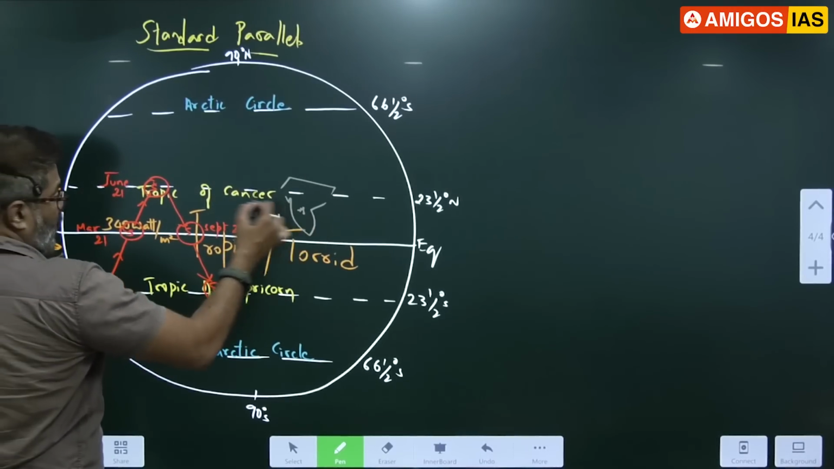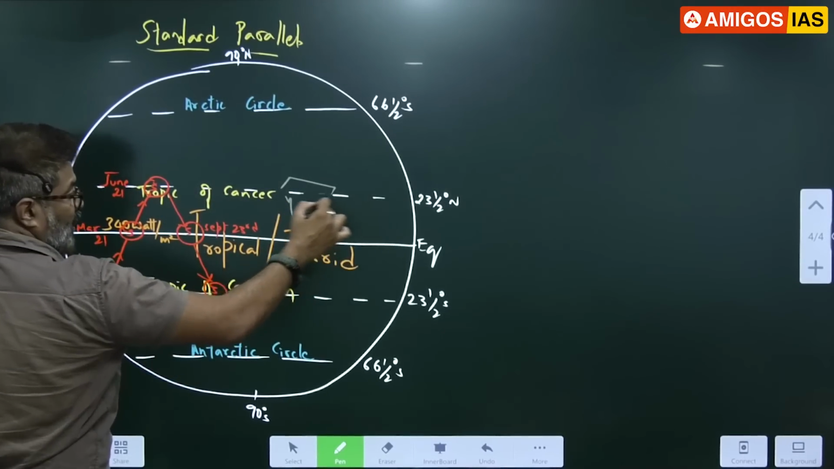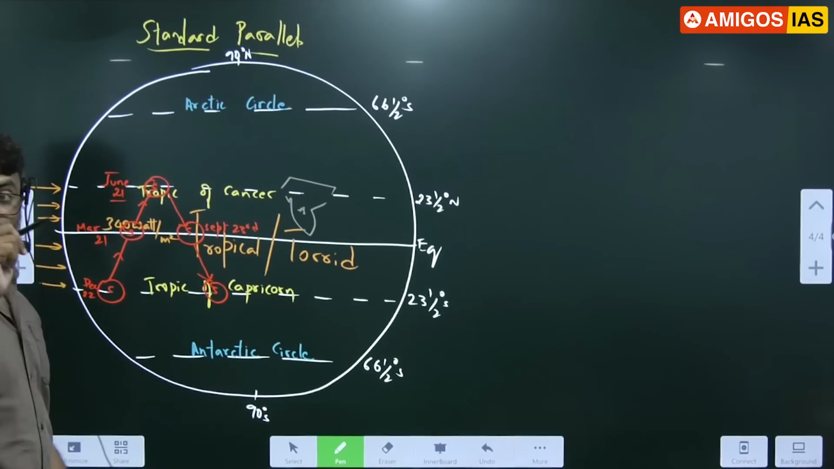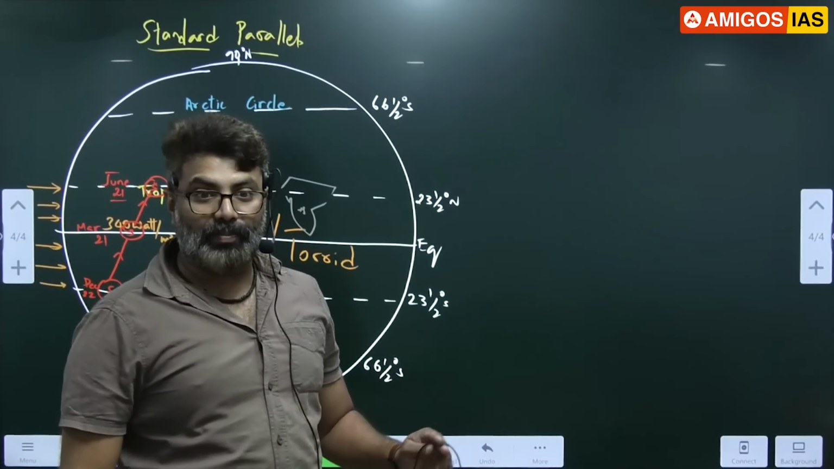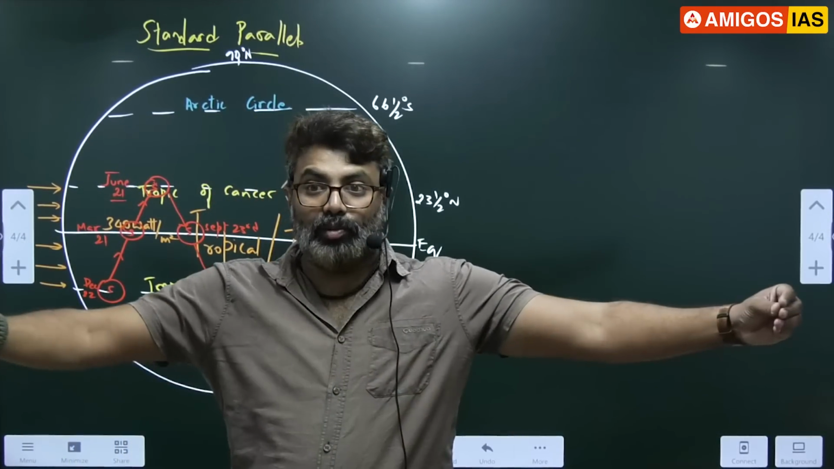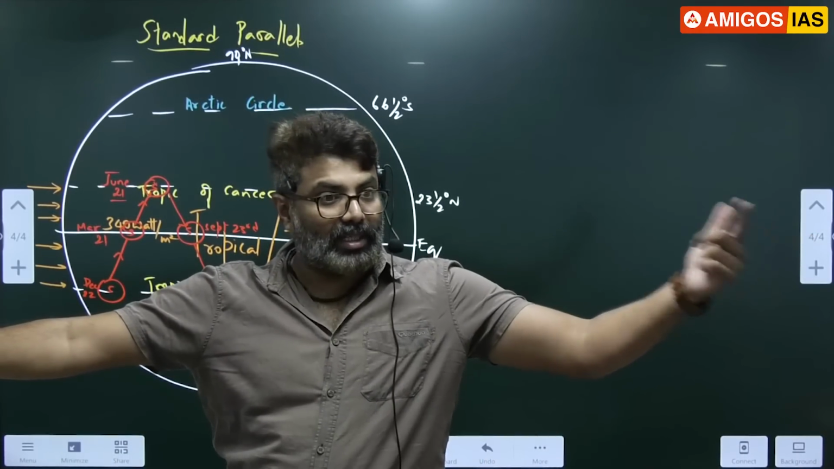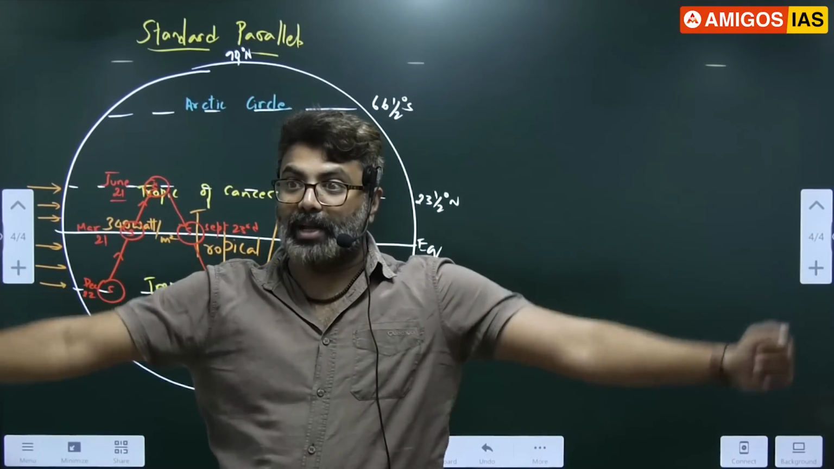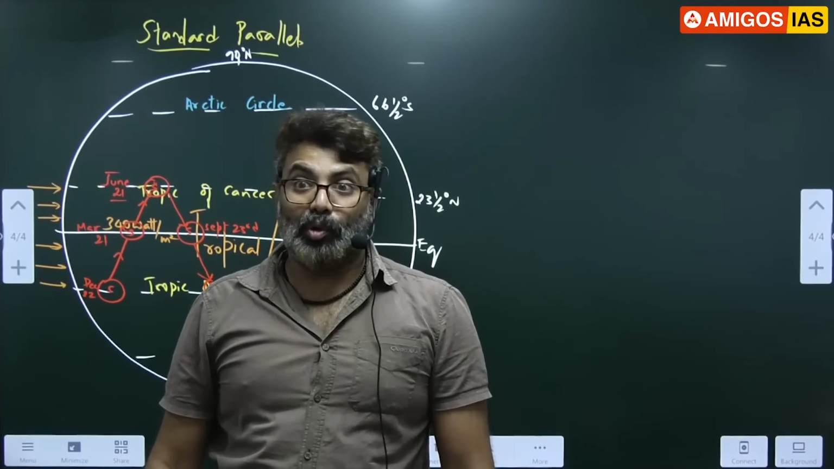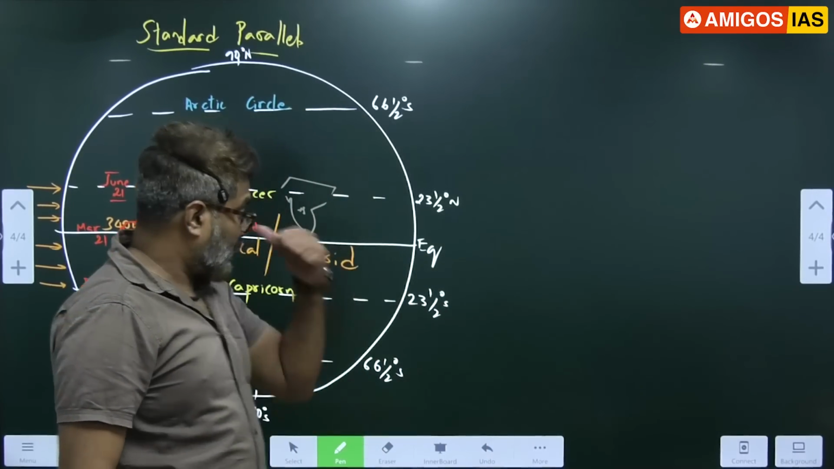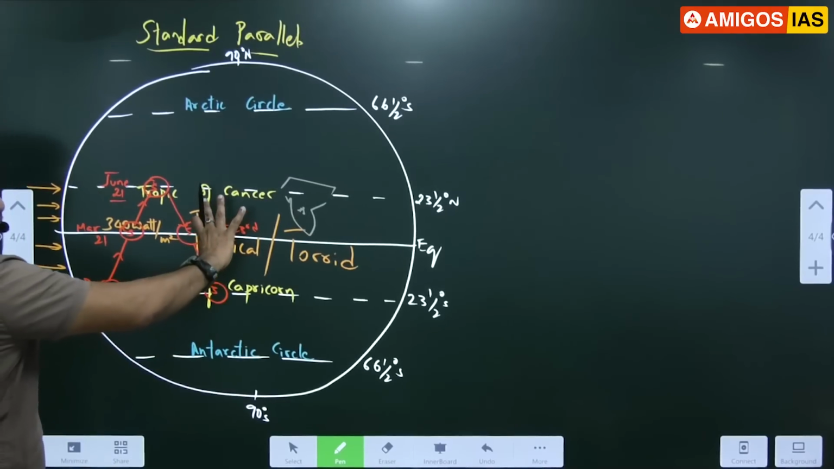So that is the reason June, sun is over Tropic of Cancer. June 21st, we celebrate International Yoga Day. That day our daylight will be more. From sunrise to sunset, time will be more that day. Duration of light will be more. Okay? So this is tropical, torrid.